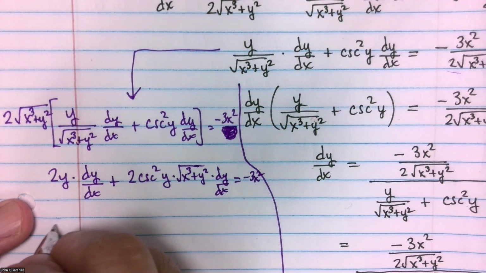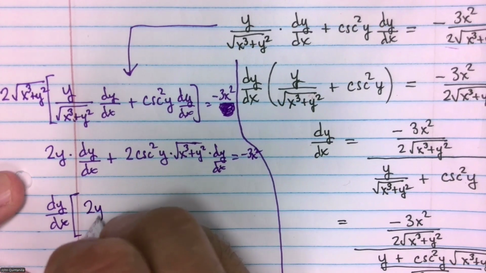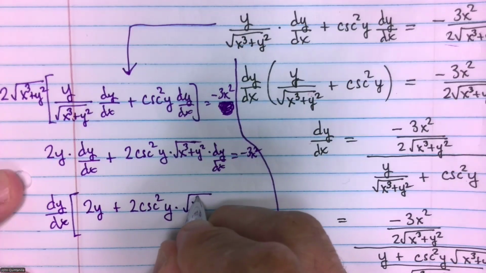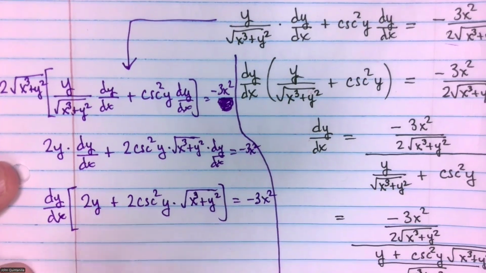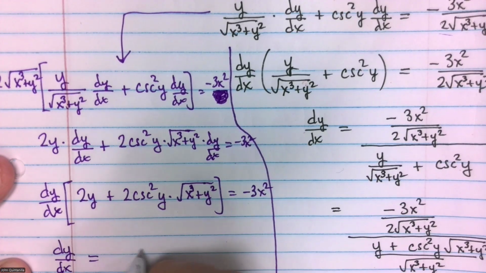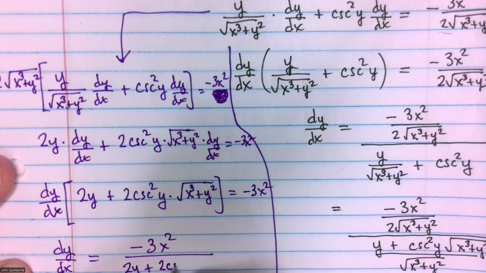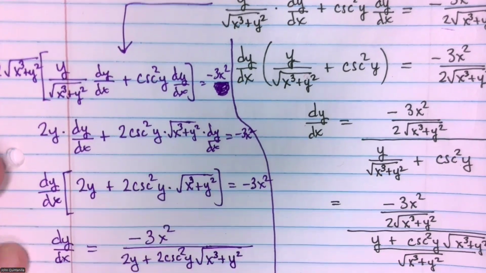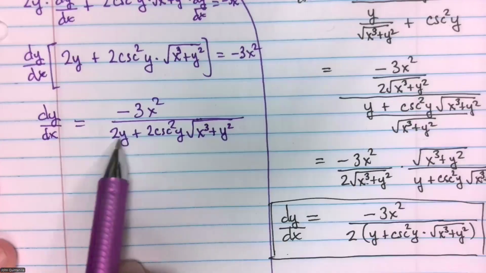I then factor out the dy/dx as before. And I get 2y plus 2 cosecant squared y times the square root of x cubed plus y squared. That's equal to negative 3x squared. And then if I divide down by the thing in the brackets, I get that dy/dx is equal to negative 3x squared over 2y plus 2 cosecant squared y times the square root of x cubed plus y squared. And that matches what I had over here in black, except for the fact that I didn't factor a 2 out.